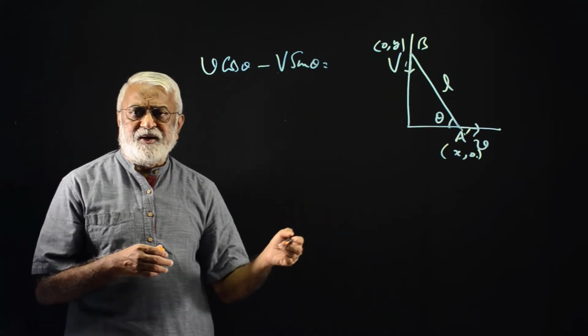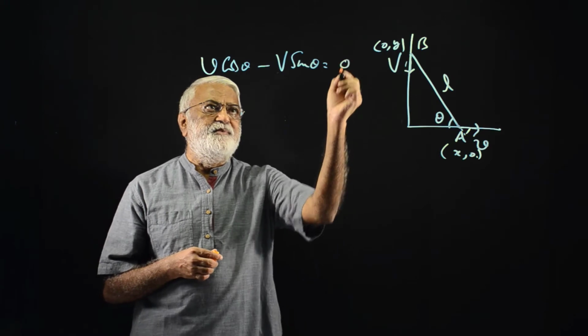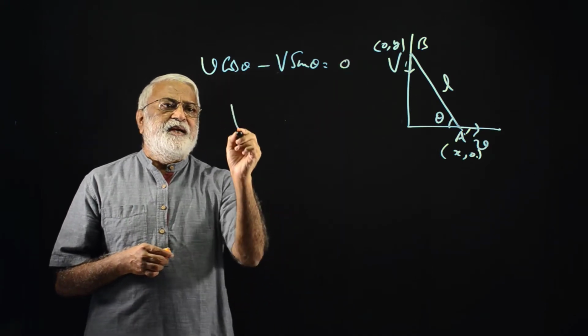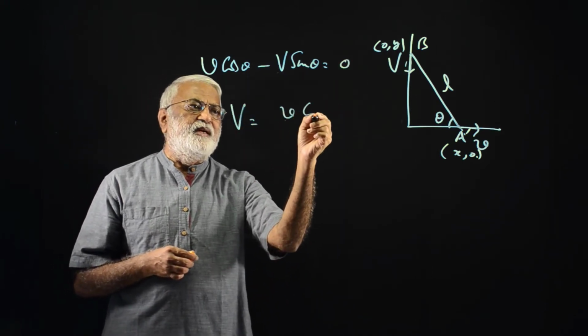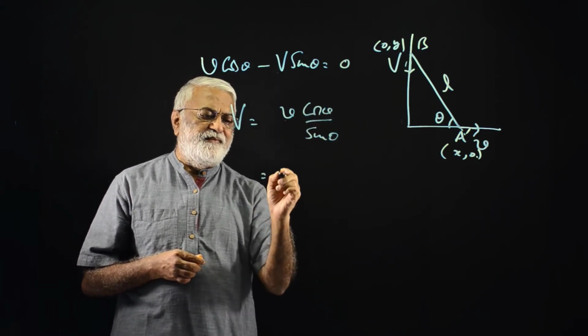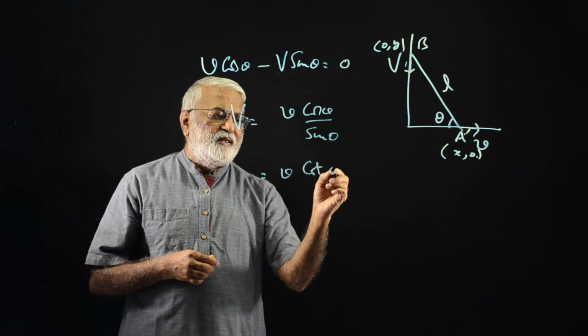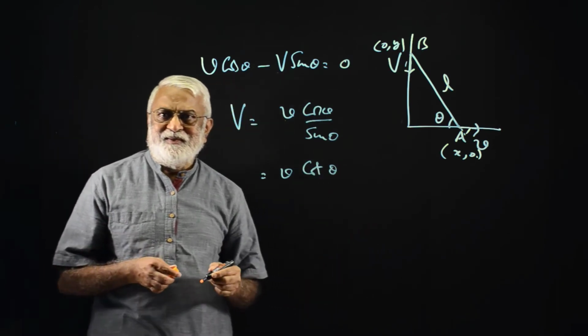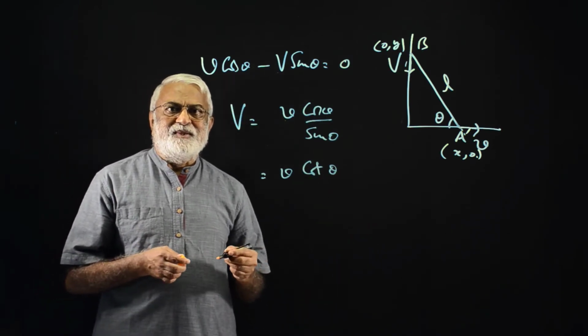Components of velocity A and B along the length of the rod must be the same. This must be 0. So capital V is equal to v cos theta by sin theta, that is v cot theta. Well, a one-step answer here, right?